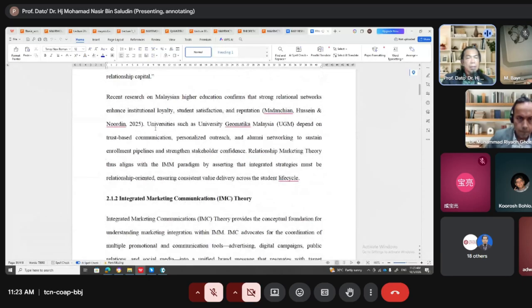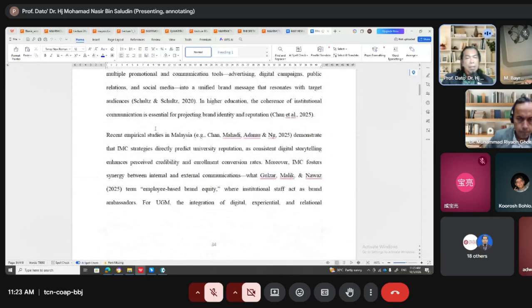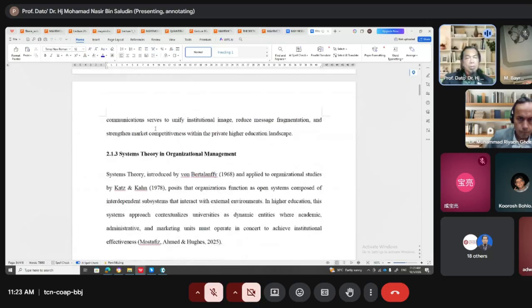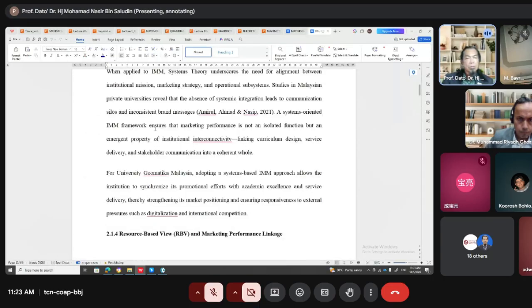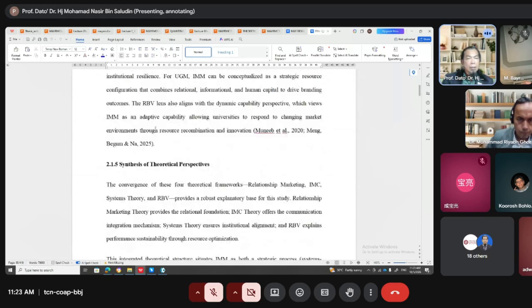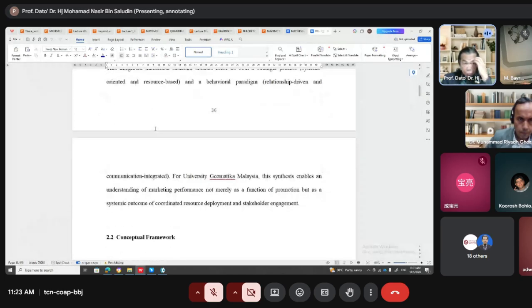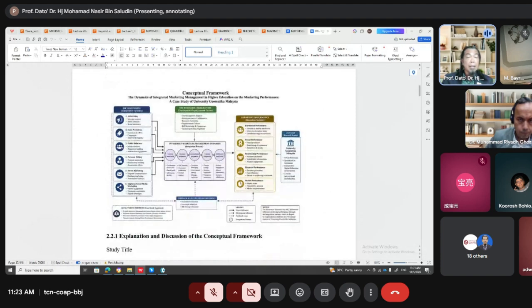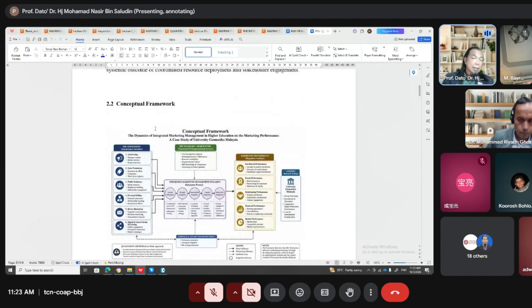Relationship marketing theory, the integrated marketing communication, then go to system theory, organizational, and go to resource-based view, RBV, synthesis theory perspective. After that we go to the conceptual. That is the map of the research. Beautiful draw of the conceptual framework.